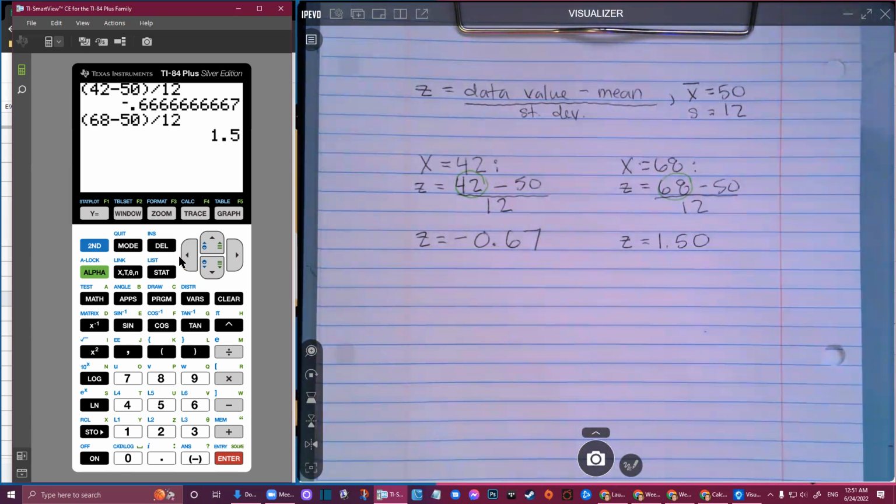You'll notice a couple things. First, you'll notice that it is positive because 68 is bigger than 50. You'll also notice that that z-score, ignoring sign, is bigger than the z-score for 42. So 68 is further from the mean than 42 is, because 68's z-score is larger, absolute value-wise, than 42's z-score. So 68 is more above average than 42 is below average.